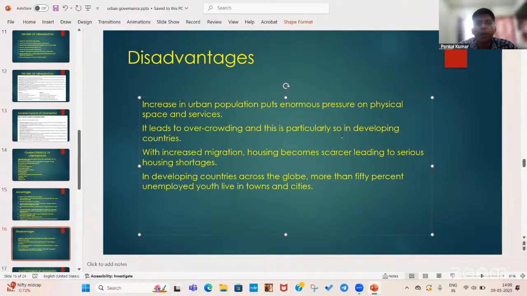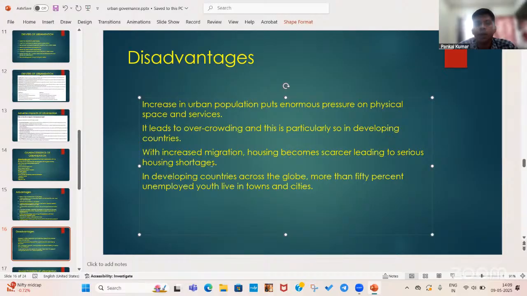Okay, then it also leads to overcrowding, and this is particularly so in developing countries. Overcrowding, because population is increasing and space is less. For example, in cities like Delhi and Mumbai, Dharavi, the slum areas in Mumbai, which is considered one of the largest slums within the Asian continent. So these are the cities where we often witness a lot of overcrowding due to increasing population and urbanization. Then with increased migration, housing becomes scarcer. Scarcer means it is inadequate, very less. Housing is less and people are more. So what will happen then? It will lead to serious housing shortage.